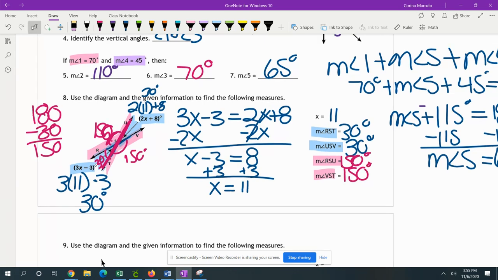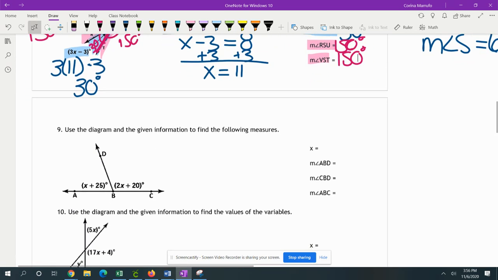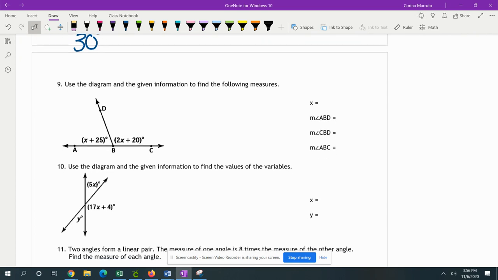All right. The next section, it says, use the diagram and the given information to find the following measures. Okay, so this one, our diagram is a little bit different. This right here is a linear pair. This is a straight line. So they're not equal, they add up to 180. So this one's a little bit different the way we set up the problem.